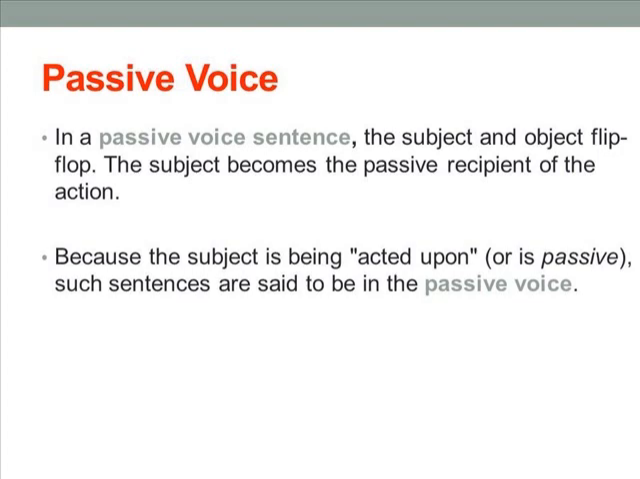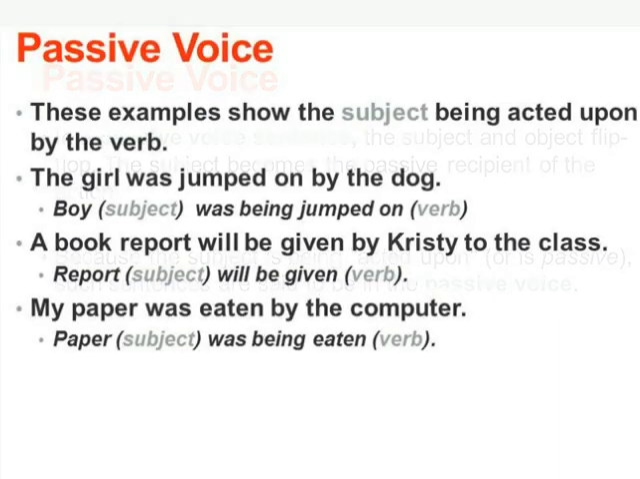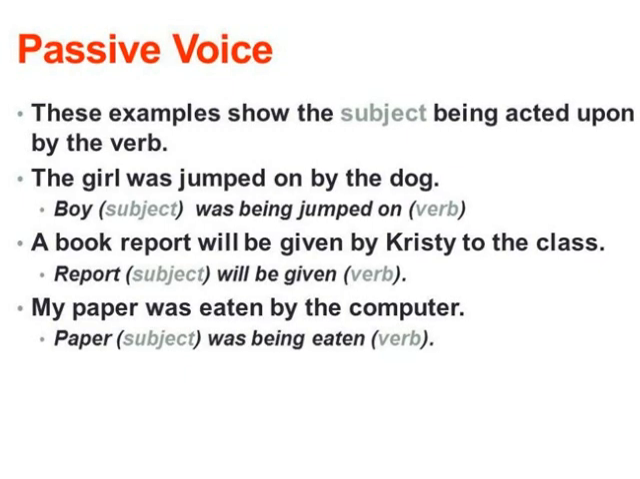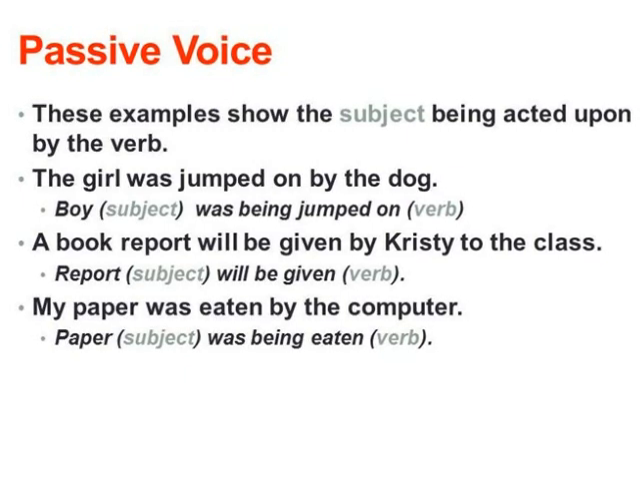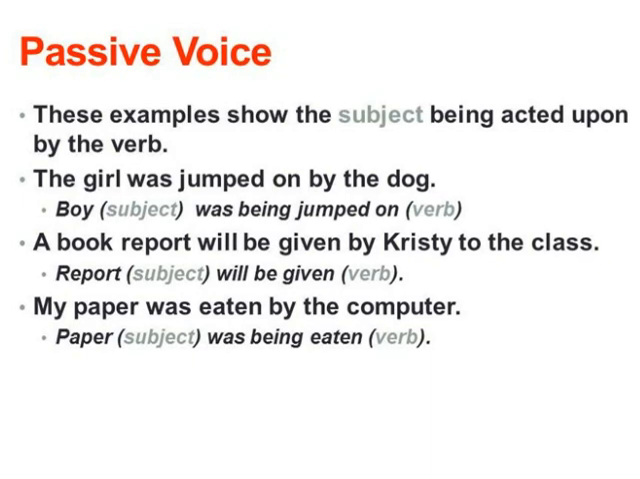Passive voice sentences, on the other hand, are flipped around. The subject and the object switch places. The subject becomes the recipient of the action. And because the subject is no longer completing the action, it's being acted on, or it's being passive. Such sentences are in the passive voice. The subject is just kind of hanging out there, waiting to be acted on, whereas the object is the one doing the action.